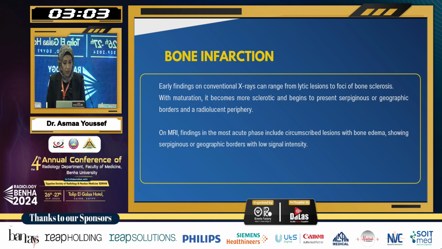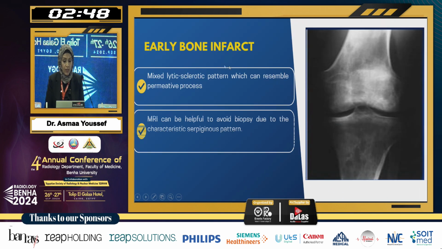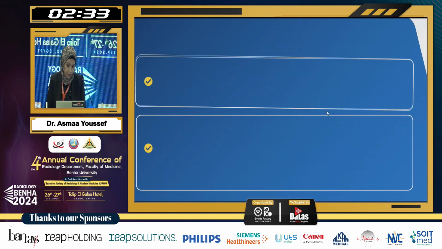Bone infarction: early findings on conventional X-ray can range from lytic to foci of bone sclerosis. On MRI, in the most acute phase, there are circumscribed lesions with bone edema showing serpiginous or geographic borders with low signal intensity. As we see here, in early bone infarct, a mixed lytic and sclerotic pattern can resemble a permeative process, but MRI can be helpful to avoid biopsy due to the characteristic location and serpiginous or geographic borders with low signal intensity.